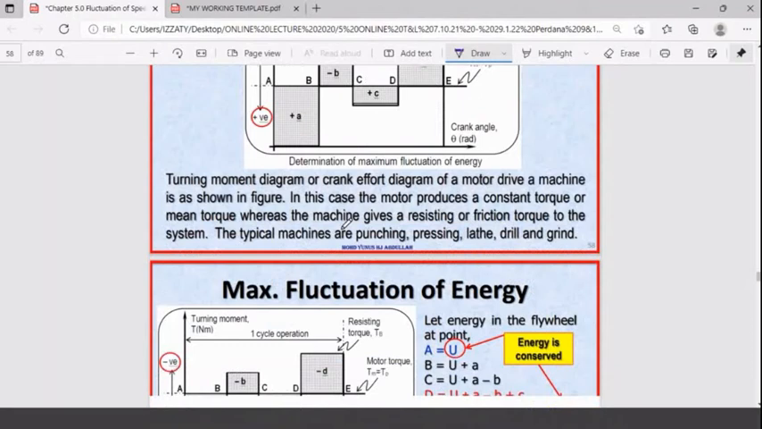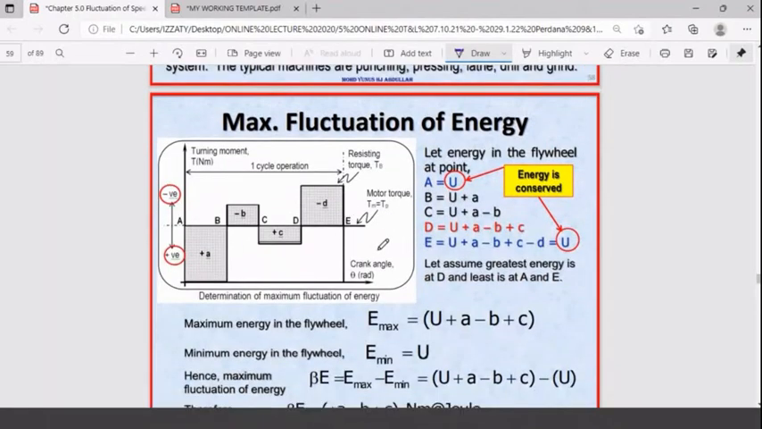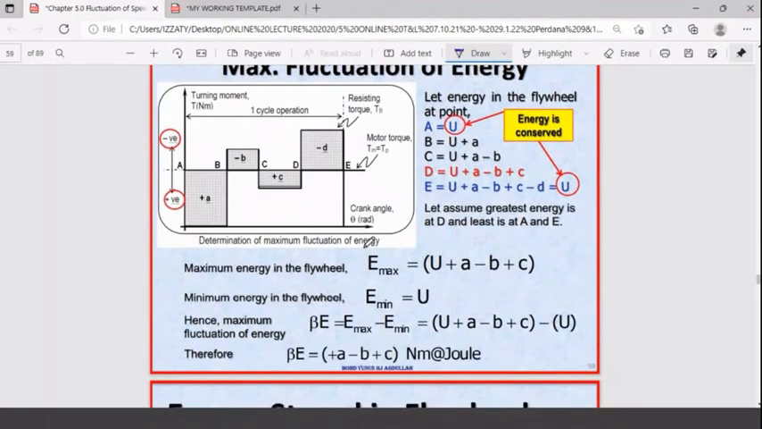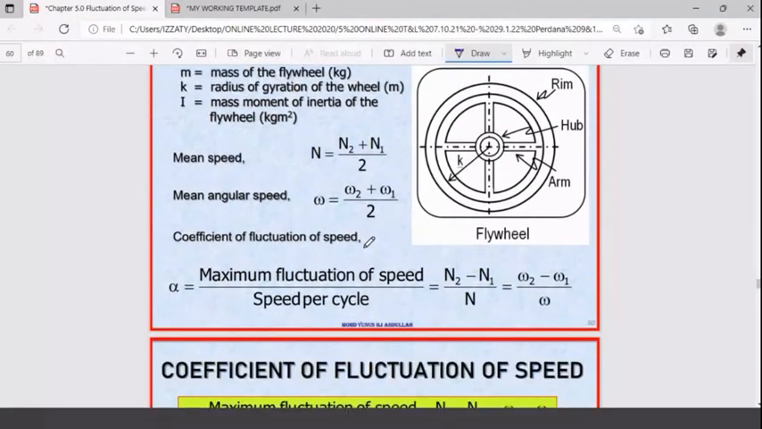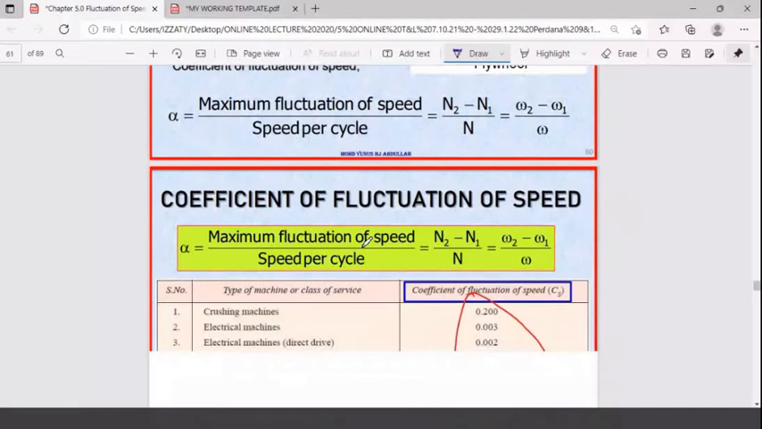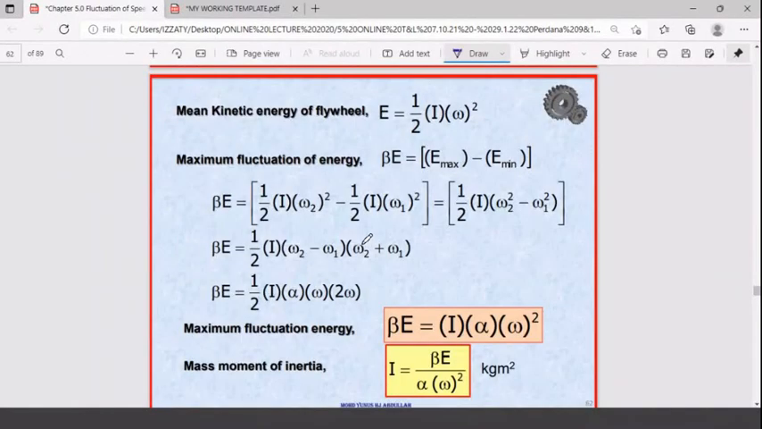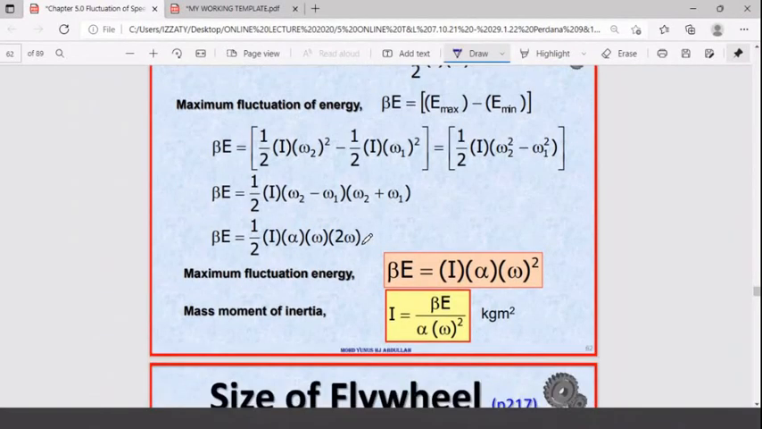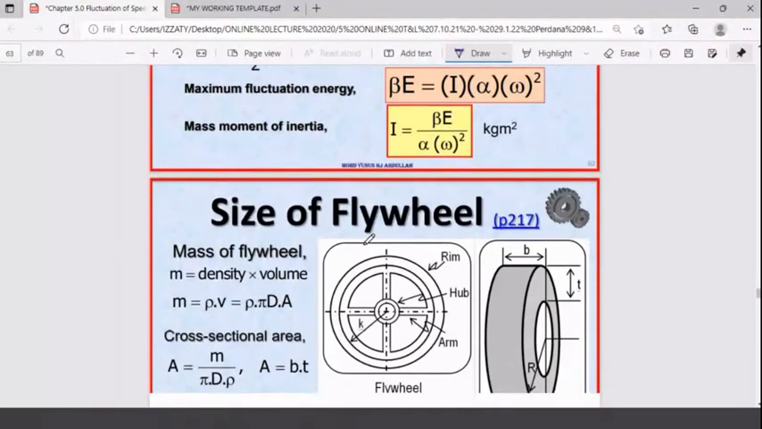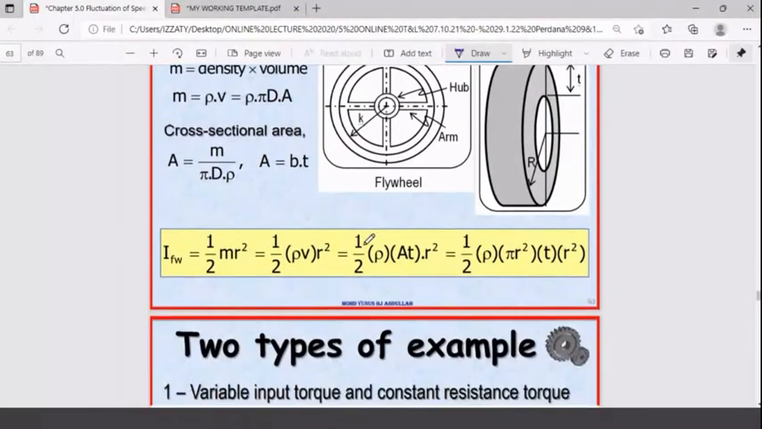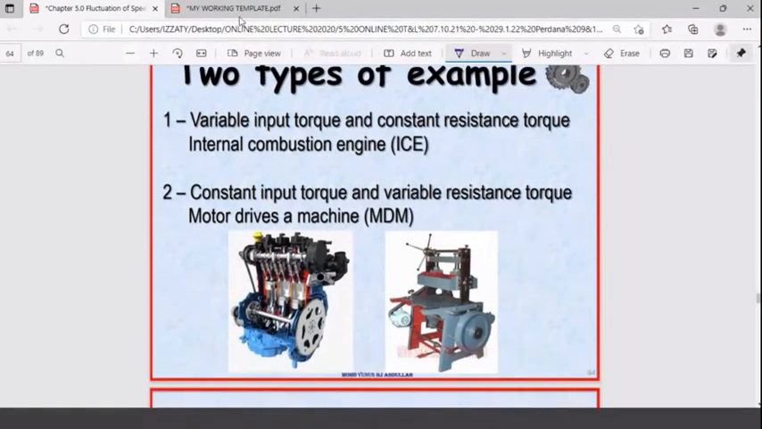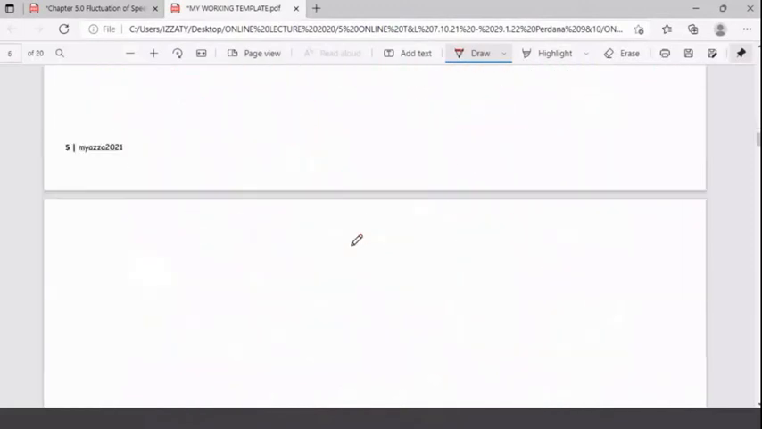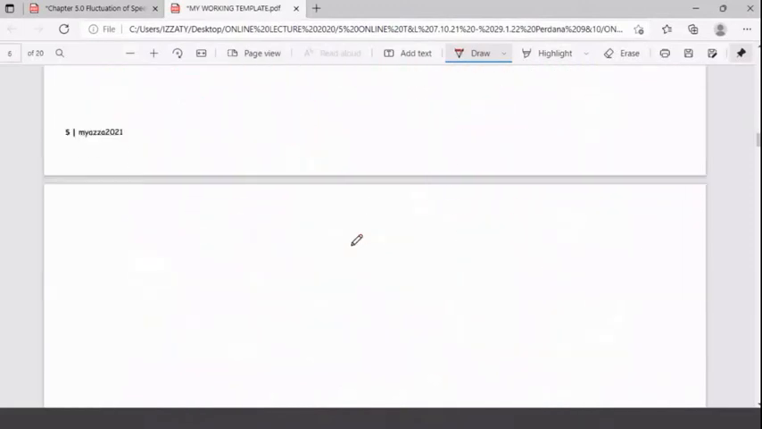So this one again, remember, I already mentioned earlier, to define what the parameters are. This is the size for the flywheel. We already did that earlier. Then we're going to do the example. But before we do the example, I would like to share with you the highlighted notes.